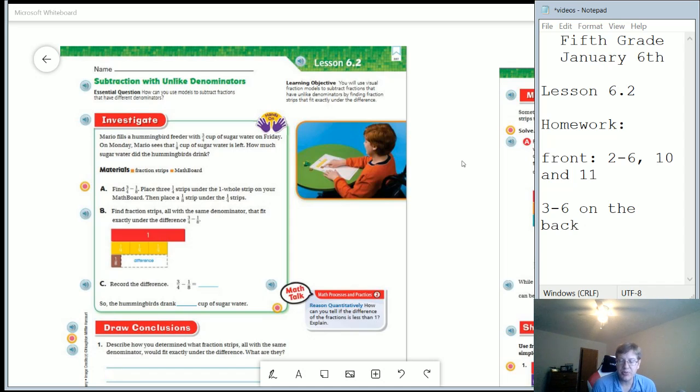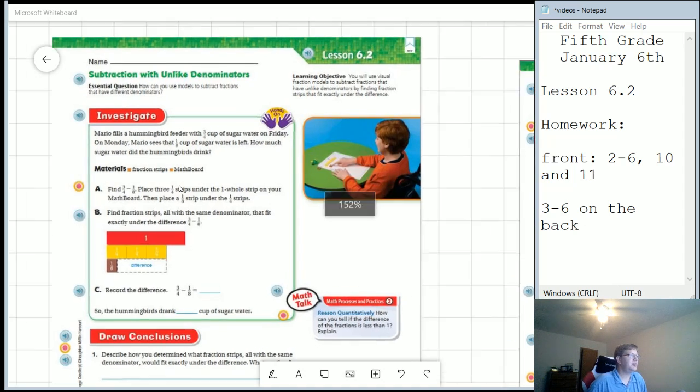So on Monday, we were working with addition using unlike denominators. We're going to use the same kind of strategies that we used on Monday, and we are going to do this with subtraction now. So let's go ahead and take a look at our unlock the problem.